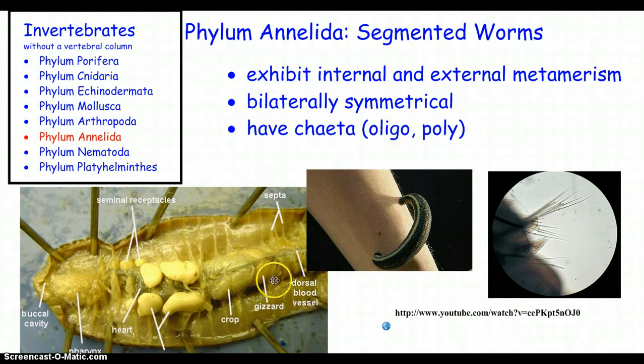They have something called a crop and a gizzard, which is responsible for processing the food that they ingest because they don't have teeth. And then you'll also notice that they don't have any spinal column because they are invertebrates. So we're able to do our dissection dorsally as opposed to ventrally, how we did our frog, because it did have a backbone.